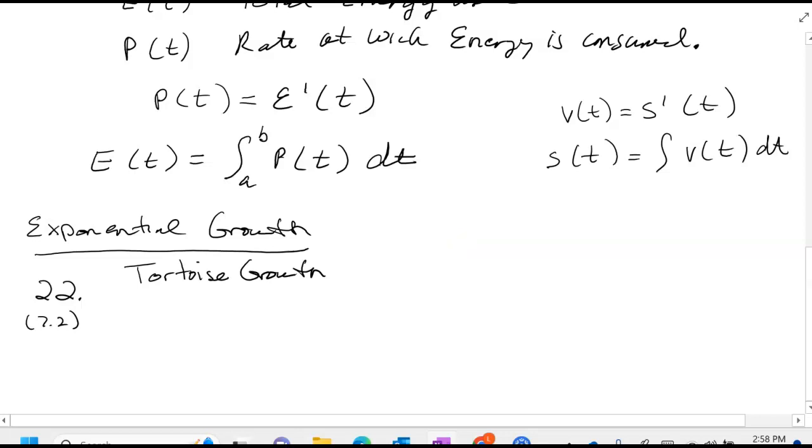So in this problem, a study conducted at the University of New Mexico found that the mass of juvenile desert tortoises exhibited exponential growth after a diet switch.